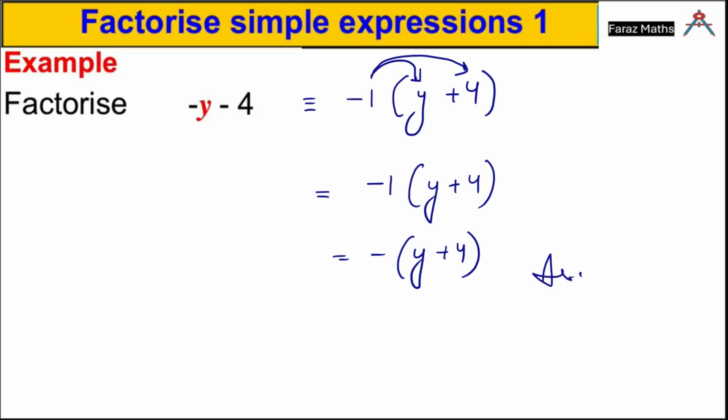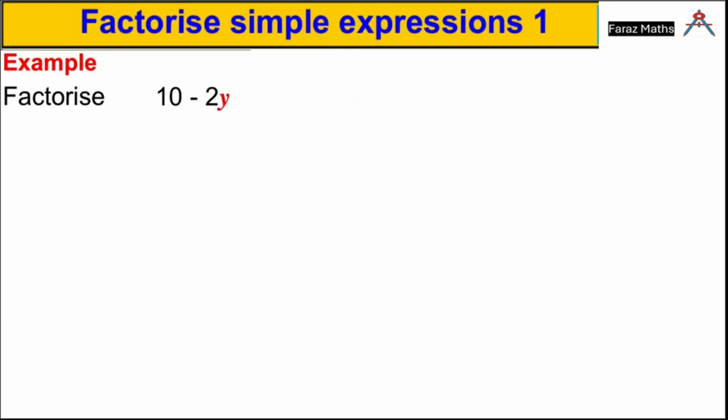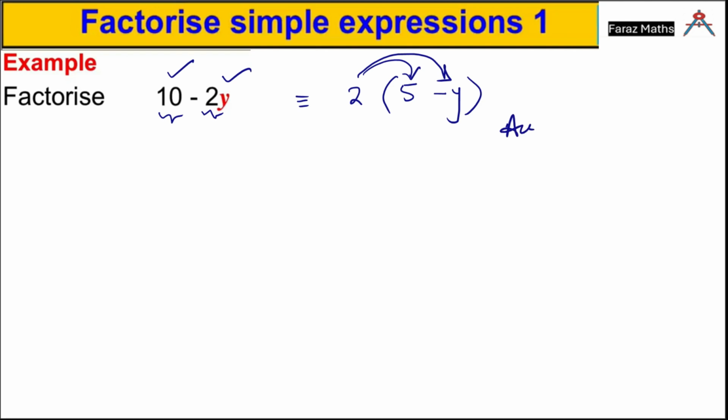Both answers are correct. Between 10 and negative 2 here, the highest common factor is 2, because 10 and 2 are both multiples of 2, and 2 is the highest common factor between 10 and 2. So make the bracket. 2 times 5 is 10, and then 2 times minus y is minus 2y. So that's our answer.